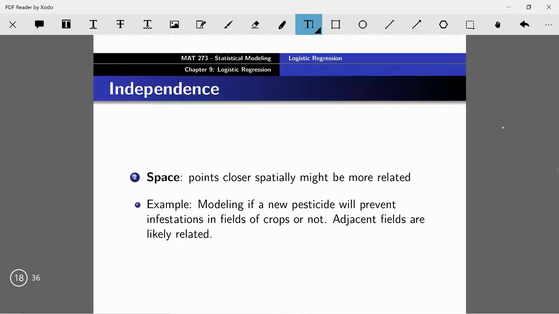Another example where this might be violated is a spatial aspect in the data. So we talked about time, the temporal aspect of potential dependence, but there's also spatial relationships. For example, if farmers wanted to model if a new pesticide prevents infestations in their fields, maybe they applied this pesticide to many different fields, treating them each as an observation. But adjacent fields, so fields that are touching, are going to be more related than fields that are further apart. So this creates dependencies in the data, violating this independence assumption that's necessary for logistic regression inference.